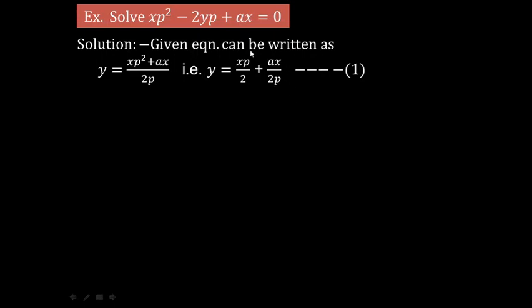Why are we writing this in such a way? Because in the next step we want to differentiate this. So to make that differentiation easy, we have written this step. Let's call it equation number 1.